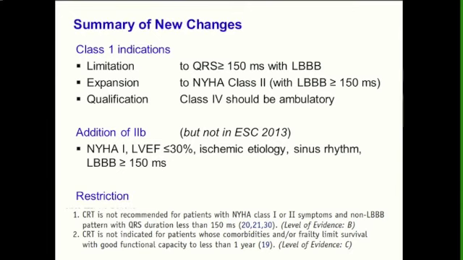There's a restriction. CRT is not recommended for patients with Class 1 or 2 patients with non-left bundle less than 150. And it's not indicated for patients whose comorbidities and or frailty limit survival to less than 1 year, recognizing the major influence of comorbidities. But many of those are still unknown just now.